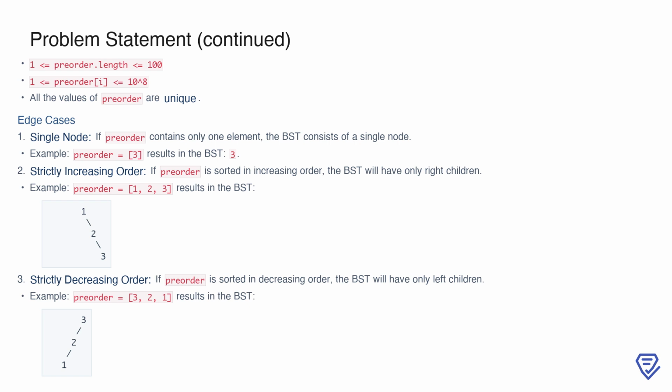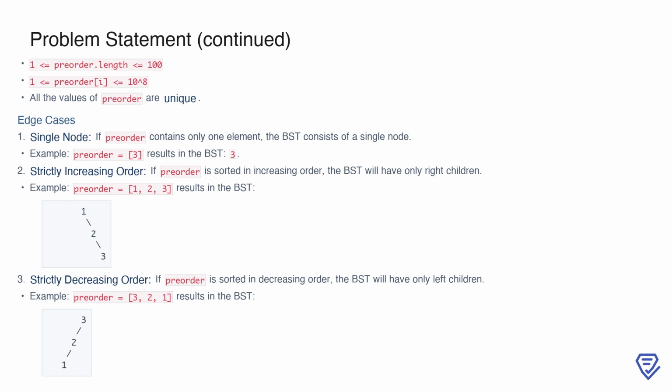To solve this problem, we must also consider the constraints and edge cases. The length of the preorder list is between 1 and 100, and each value lies between 1 and 10 to the power of 8. Additionally, all values in preorder are unique, ensuring that there are no duplicate nodes in the BST. For edge cases, if the input contains only one element, the BST will be a single node.